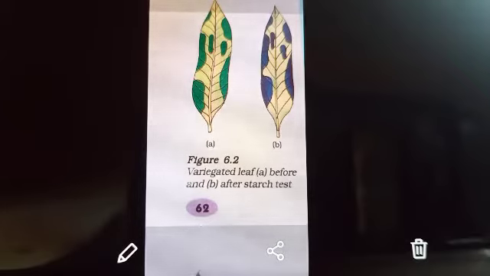Pluck a leaf from the plant. Mark the green areas in it and trace them on a sheet of paper. Dip the leaf in boiling water for a few minutes. After this, immerse it in a beaker containing alcohol. Carefully place the beaker in a water bath and heat till the alcohol begins to boil.